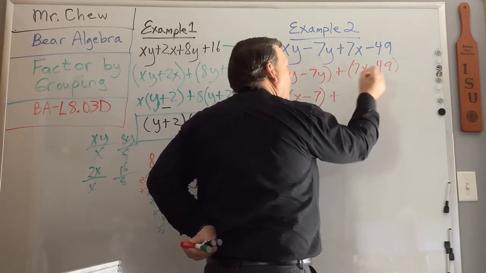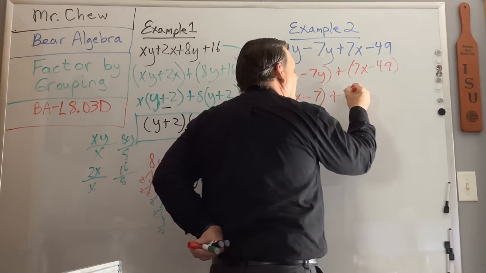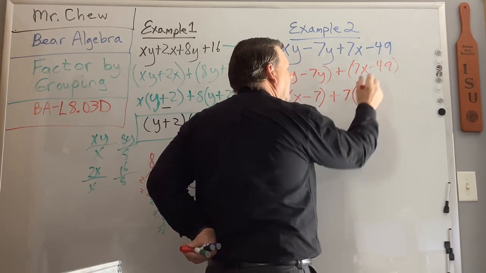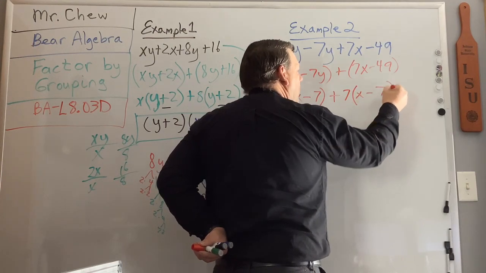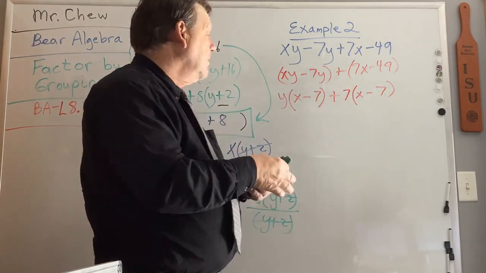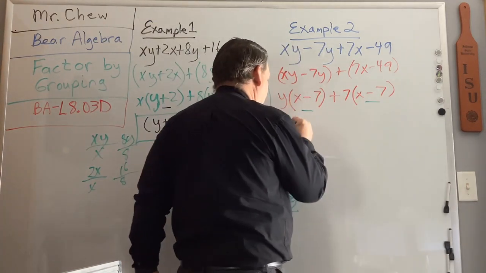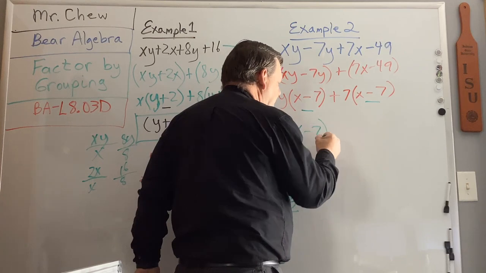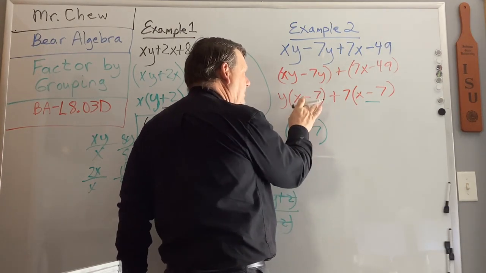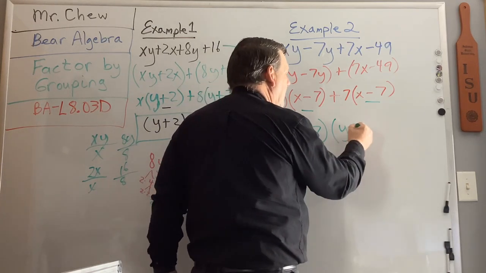And then what can I divide both 7x and 49 by? 7. 7 times x is 7x. 7 times minus 7. Well, what do you know? I got the same thing. That's your hint. So once I see that I've got the same thing, I pull it out. And if I divide this side by x minus 7, see how the x minus 7's cancel? And I have y plus 7.